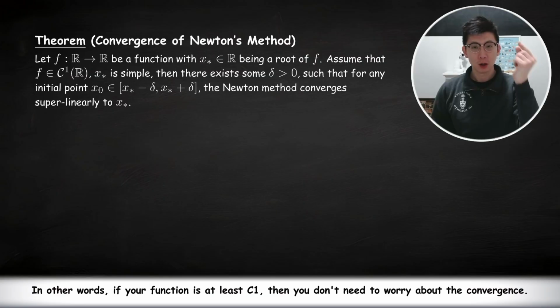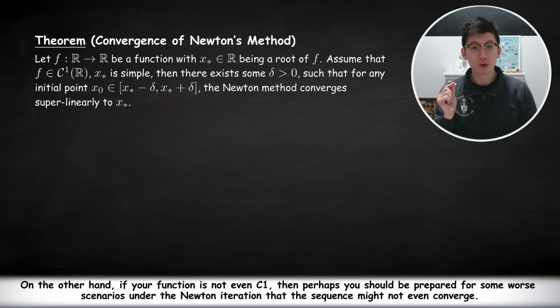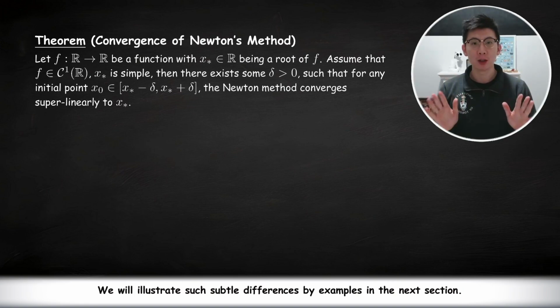In other words, if your function is at least C1, then you don't need to worry about the convergence. It will converge. The matter is how fast it is going to converge. On the other hand, if your function is not even C1, then perhaps you should be prepared for some worse scenarios under the Newton iteration, that the sequence might not even converge. We will illustrate such subtle differences by examples in the next section.